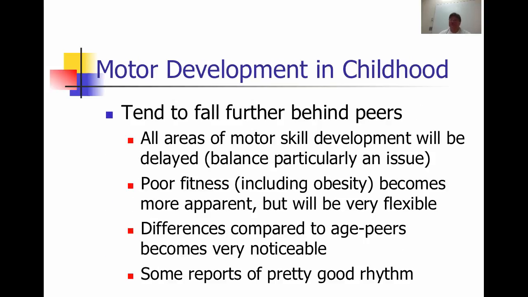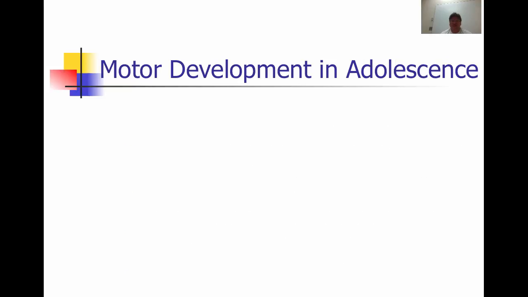As these children move out of infancy into childhood, they tend to fall a little bit further behind their peers. All areas of motor skill development will be delayed because balance is primarily an issue. We see poor fitness, including an increased risk of obesity. We see major differences compared to their age-related peers. However, some research has shown recently that children with Down syndrome do have a pretty good rhythm, which is quite interesting.